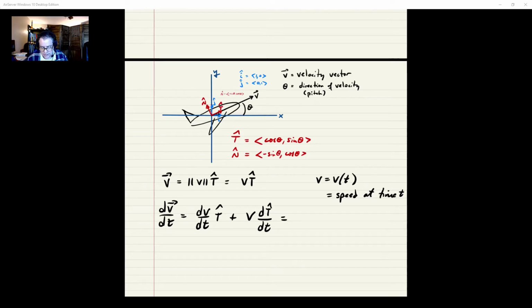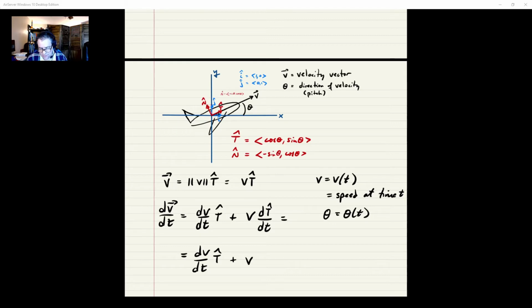And we'll need to expand what exactly that is in terms of the unit normal. So we've got it written right up here that the unit tangent is this sine theta, cosine theta vector. But remember also that theta is some function of time. And so in taking a derivative of the unit tangent vector with respect to time, we actually need the chain rule. So recopying, I have dv dt times unit tangent plus v times the derivative of the unit tangent.